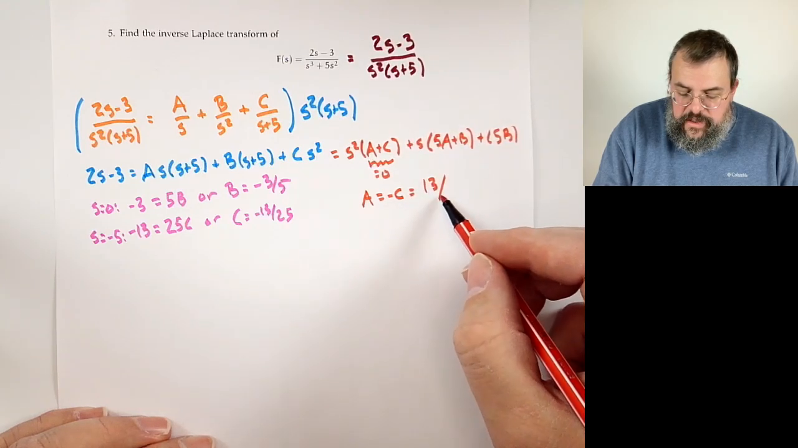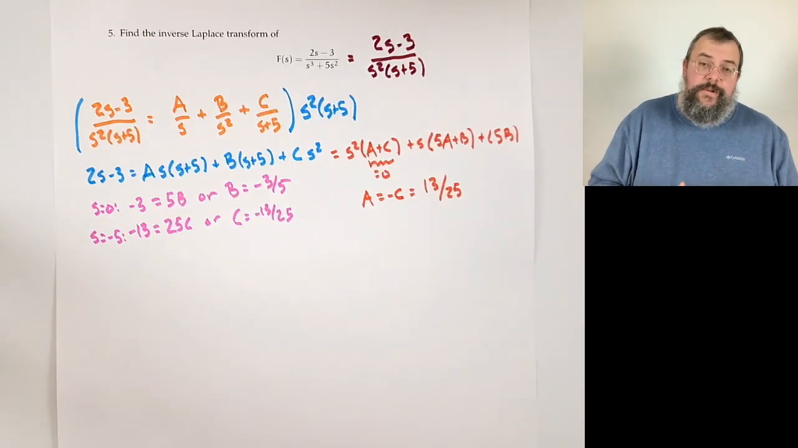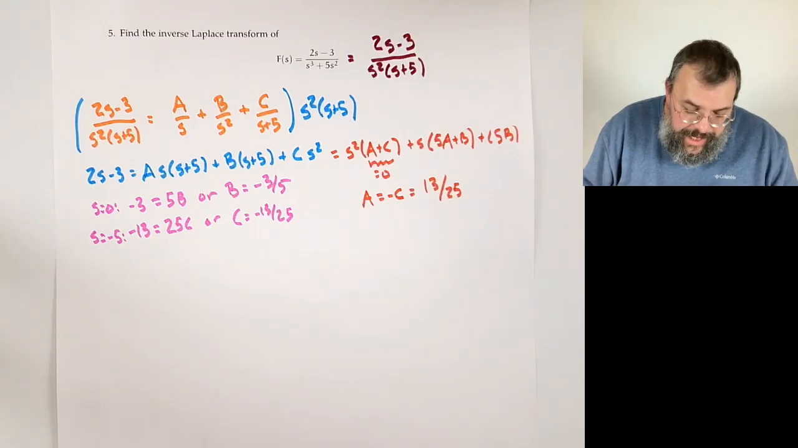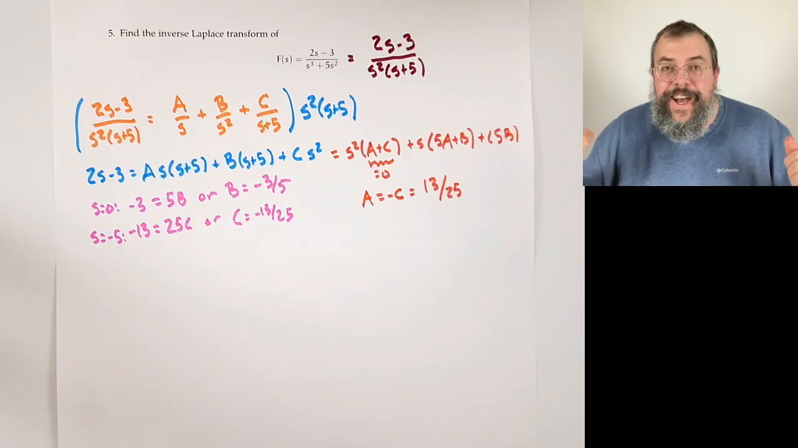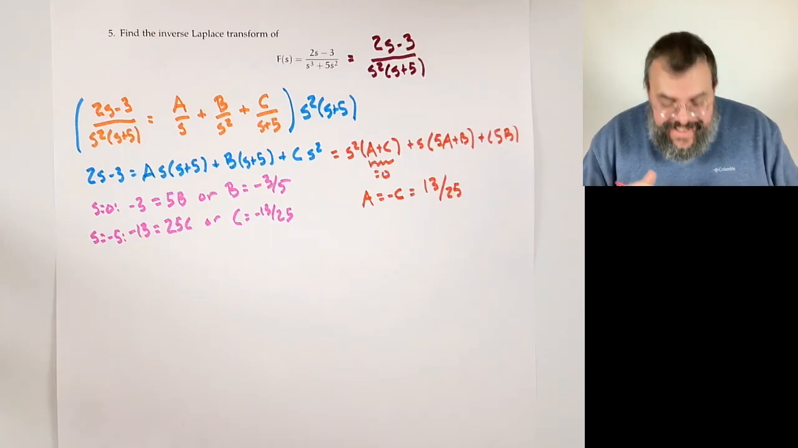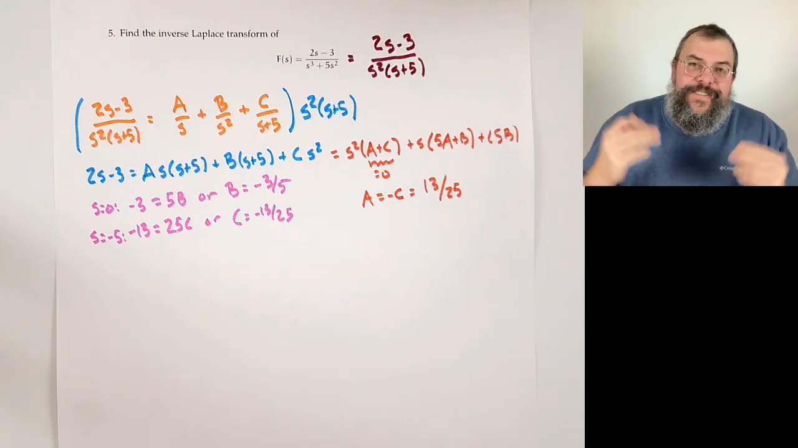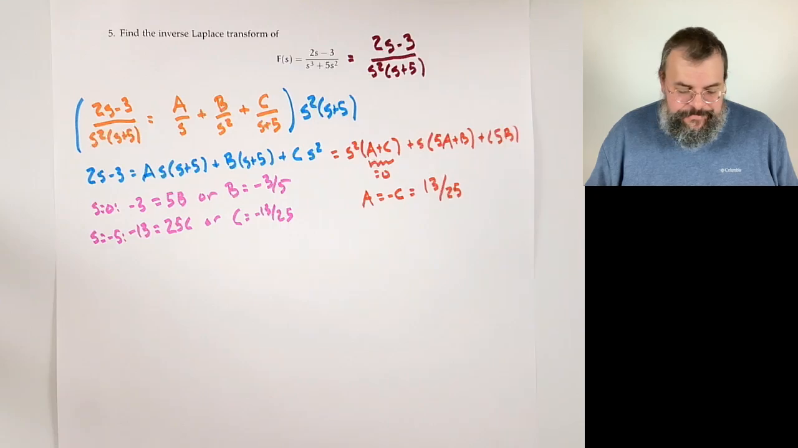has to be 13 over 25. Because we know what c is. It's negative 13 over 25. And now we're like, wow, we've done it. We found our A, B, and C. We've got all our constants. We can write our answers. Well, an intermediate answer for our partial fraction decomposition.